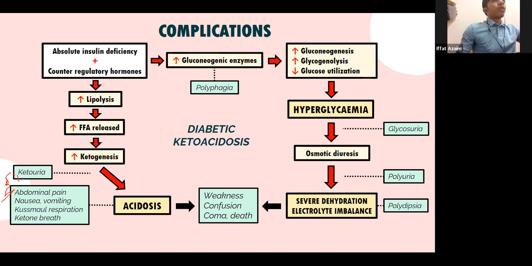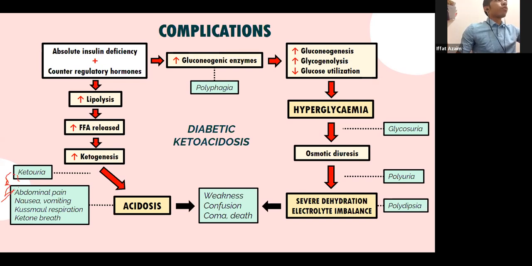complications or manifestations, such as abdominal pain, nausea and vomiting, small respiration due to the metabolic acidosis situation, and also ketone breath. The breath of the patient will smell like acetone. And if this diabetic ketoacidosis is too severe, or is not treated as fast as we can, this will lead to weakness, confusion, and even worse, death. So this is the serious complication for type 1 diabetes mellitus.